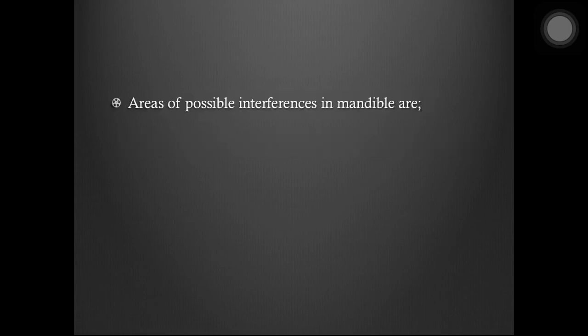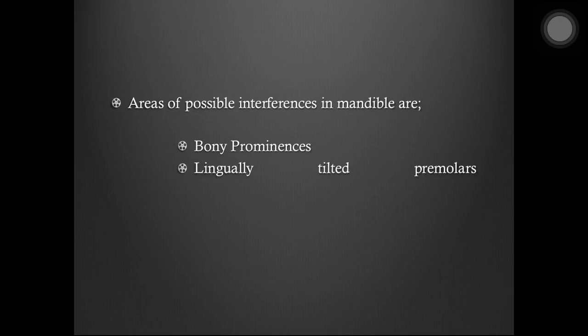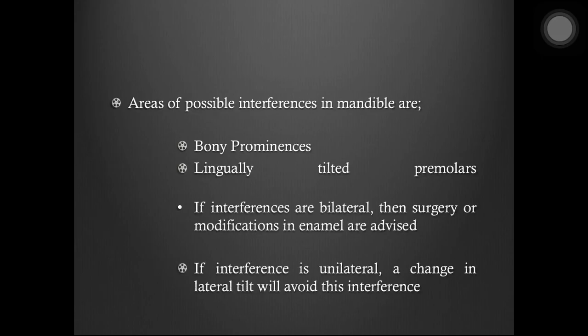Areas of possible interference in the mandible are bony prominences and lingually tilted premolars. If interferences are bilateral, then surgery or modification of enamel is advised. If interference is unilateral, a change in lateral tilt will avoid this.